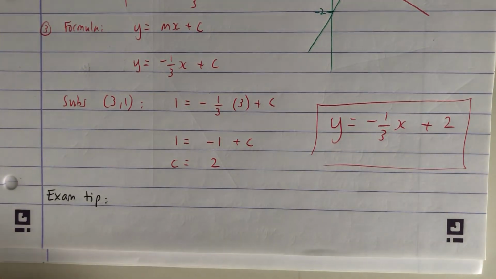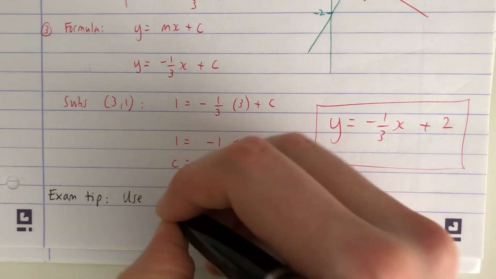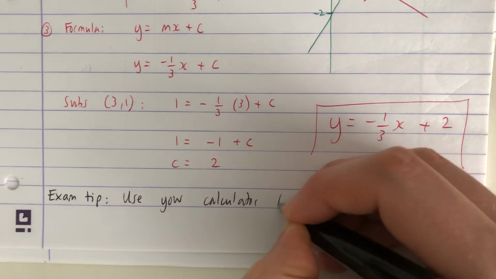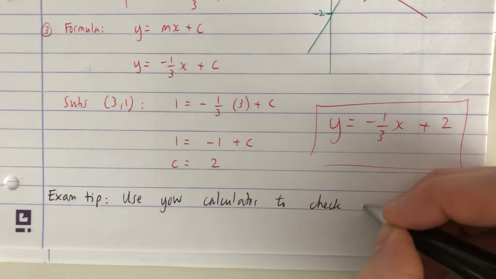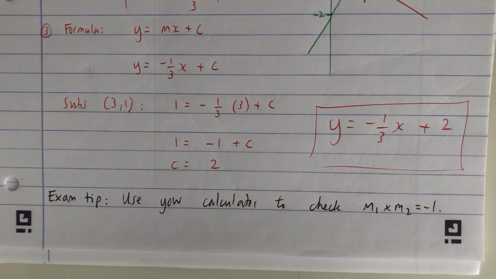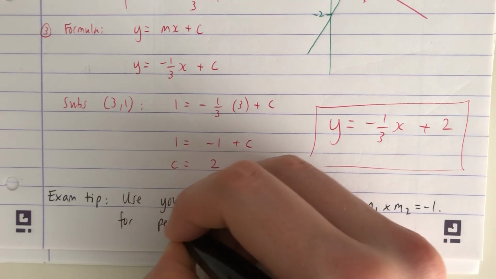Okay, the exam tip for this is pretty straightforward. Use your calculator to check to see if the gradients multiply together to give you -1, and that's pretty much it. Okay, so use your calculator to check that m1 times m2 is equal to -1 for perpendicular lines.